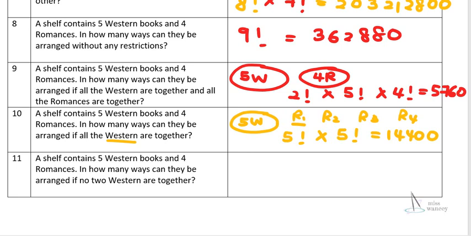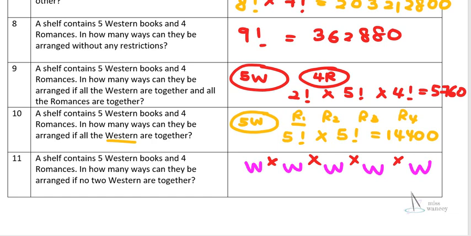Okay, so no two Western are together. Let us separate the Western. So Western, Western, Western, Western, Western. So I cannot have them together. So that means I need to have the Romance book somewhere in between. So 1, 2, 3, 4.